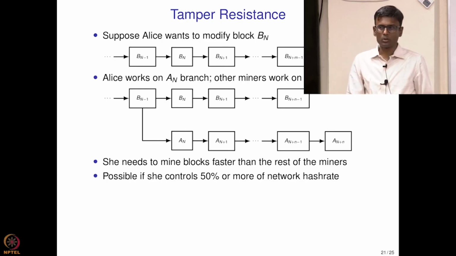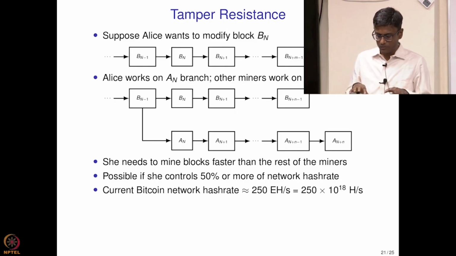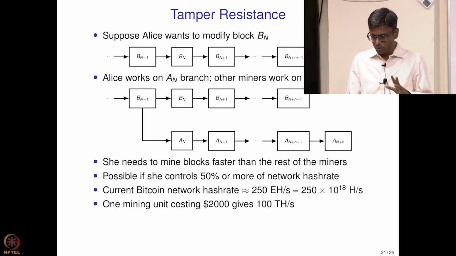But what does it mean to control 50% or more of the network hash rate? The current network hash rate is 250 exahashes per second. That is 250 times 10 raised to 18 hashes. Each hash is a double SHA-256 hash. So this is the current Bitcoin network hash rate all over the world. Now one mining unit costs about $2,000. It gives you 100 terahashes. Terahash is 10 to the 12.